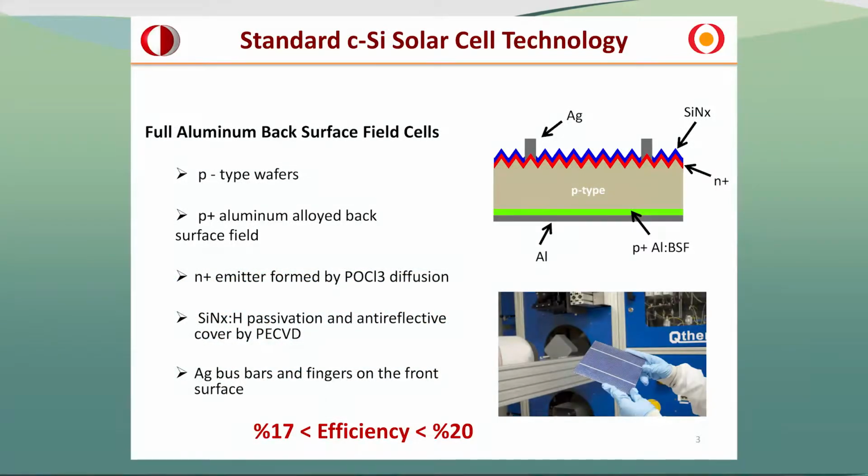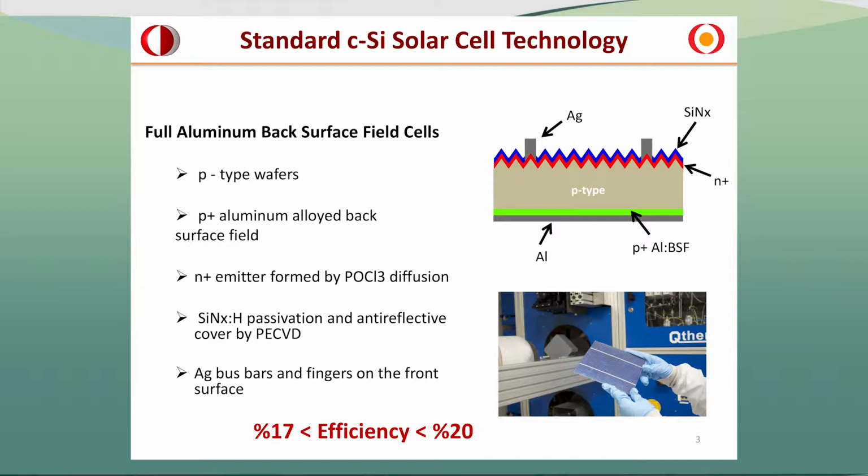Let me first start with the description of the standard crystalline silicon solar cell. I am sure many of you know the details already. A standard cell is based on a P-type silicon wafer, and on the backside we have a full coverage of aluminum. Aluminum also creates a P+ layer on the backside to create a field for the minority carriers. On the front side we have a heavily doped N-type layer, which is created by phosphorus diffusion by standard diffusion furnaces, as you see here.